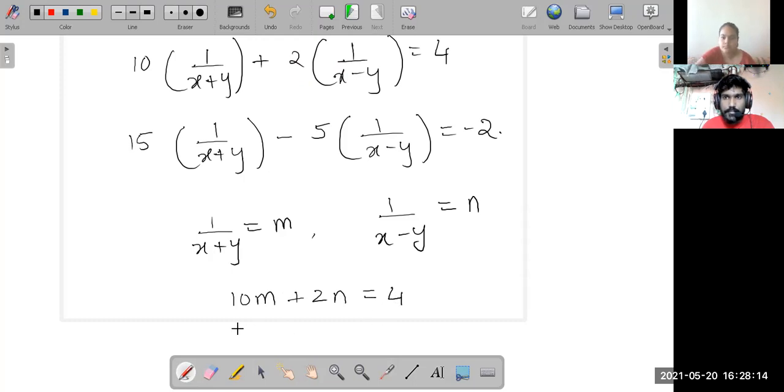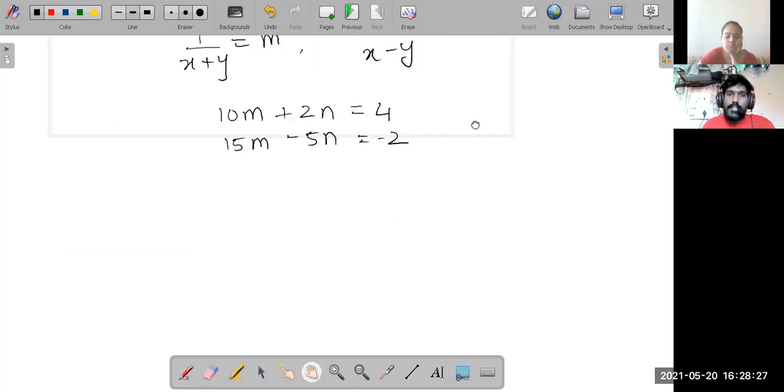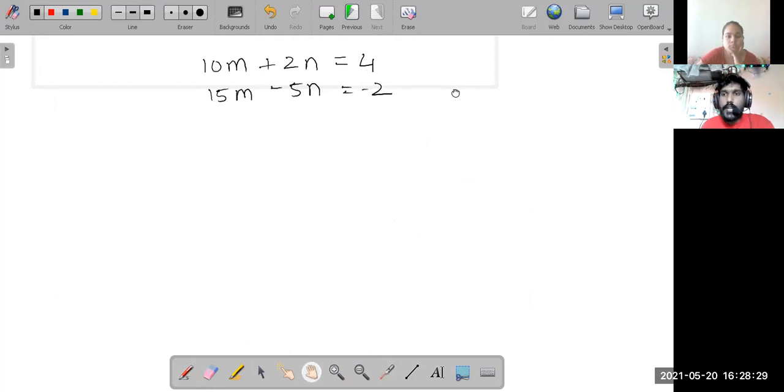The next one: 15m minus 5n is equal to minus 2. So these are the two new equations, and you can do this by Cramer's rule or whatever rule you want. Let's do it by Cramer's rule only.